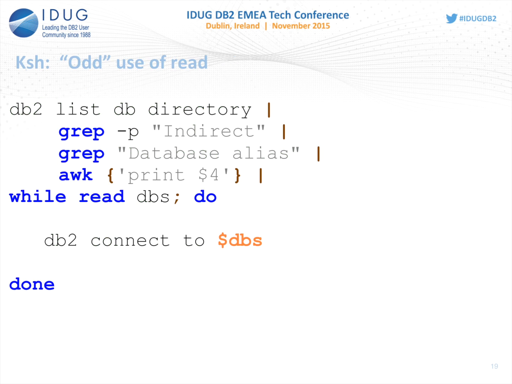Some other stuff that I've seen in Korn shell. I'd never seen this one until the contract that I'm on now. There was a guy that loved this and did it all the time. This is just a standard pipeline to figure out what databases are on the machine. And then he's piping it through read and pushing the database names into this while loop. And it's fine.